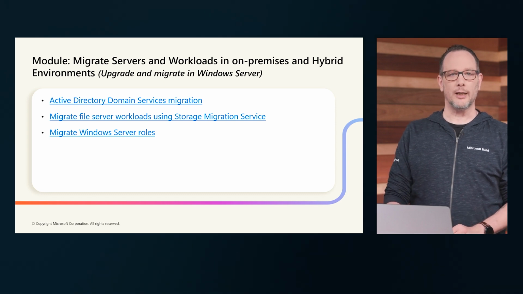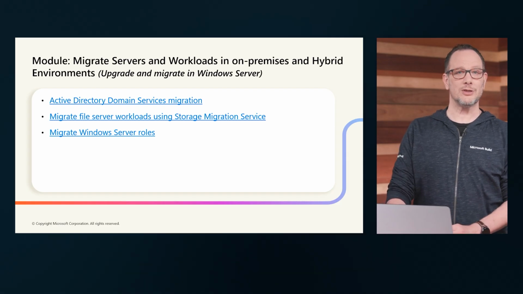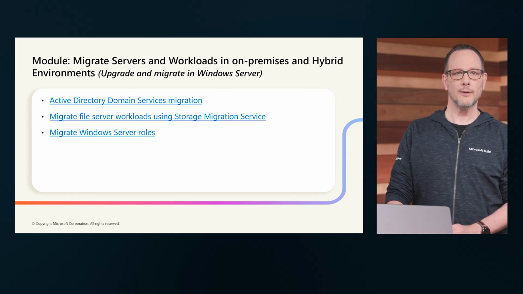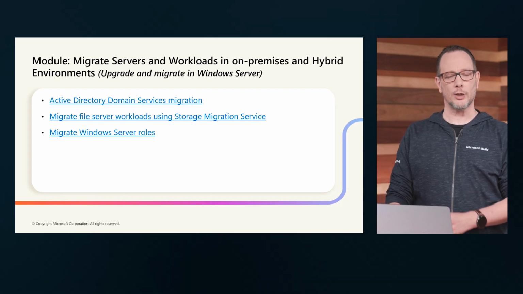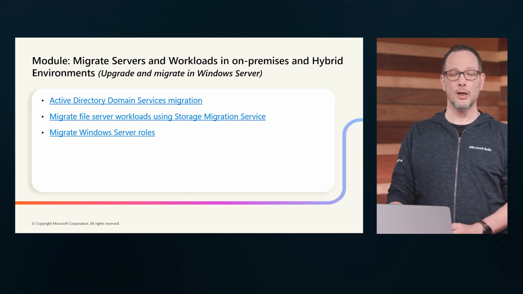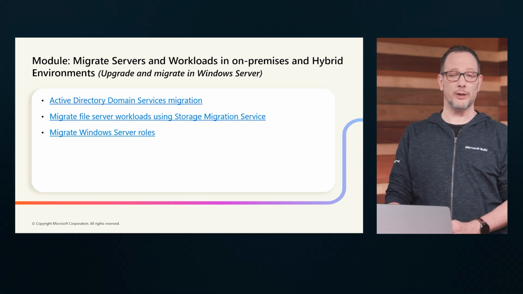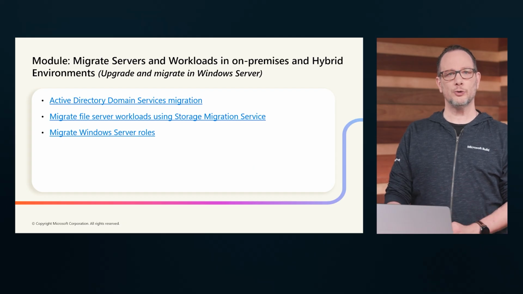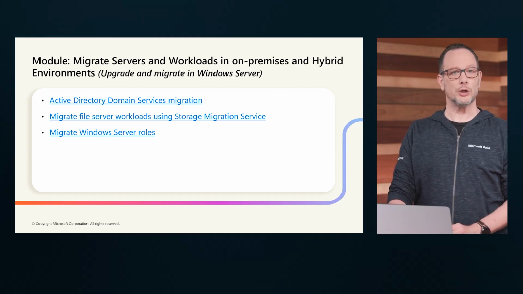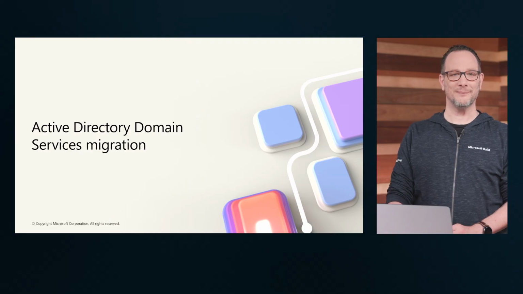Out of this module, I have three different sections to cover. The first one is touching on one of the prime services, I guess, in a Windows Server environment. It's running Active Directory and talking a little bit about how to handle that migration. Next to that, we're going to talk about migrating file server workload scenarios using Storage Migration Service, which is part of the Windows operating system. And then closing this module, talking about a few other server roles and how to migrate them from one machine to another. So, I would say, let's jump right in.